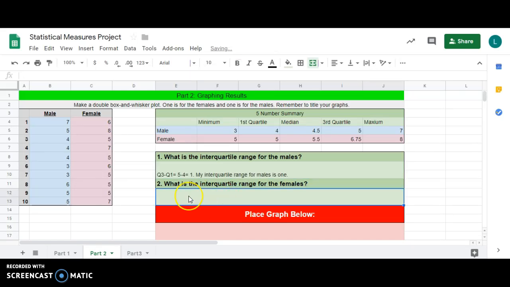All right, so now for females, again, it is Q3 minus quartile 1. And so that is 6.75 minus 5 equals, that's just 1.75.